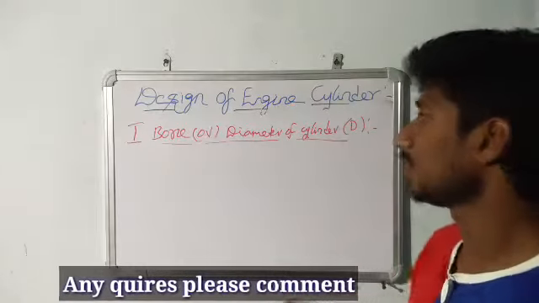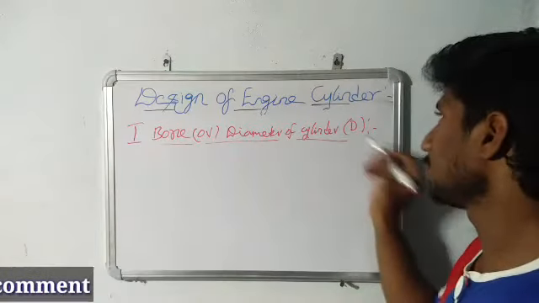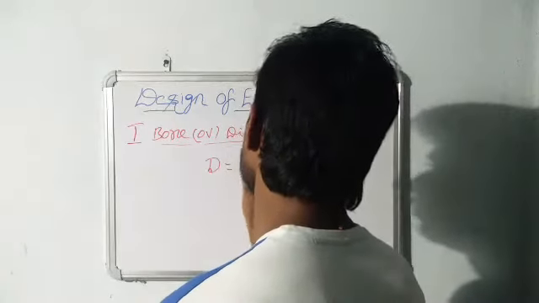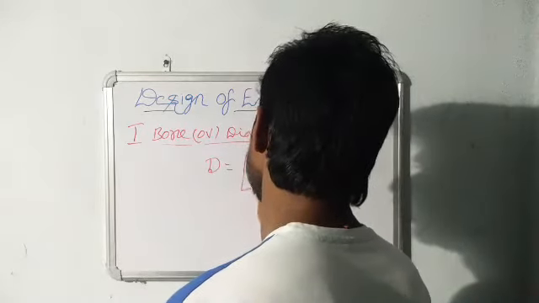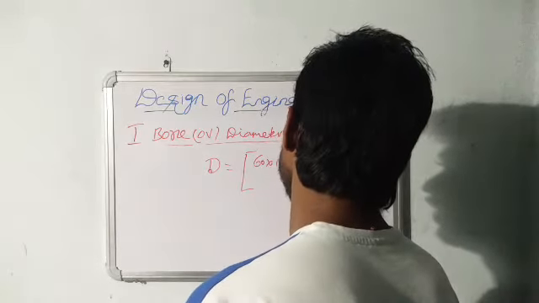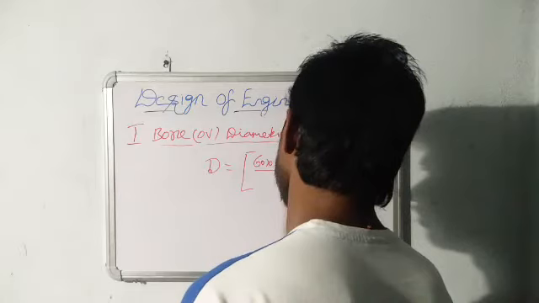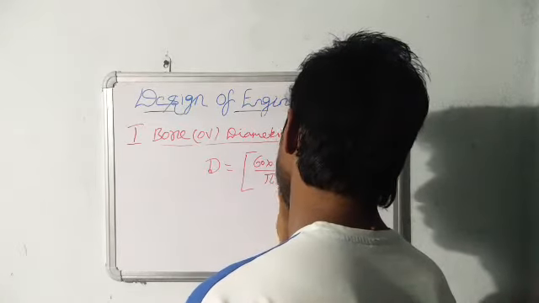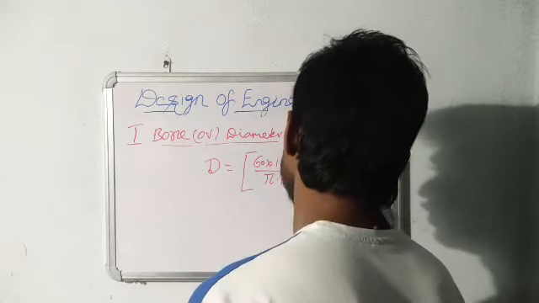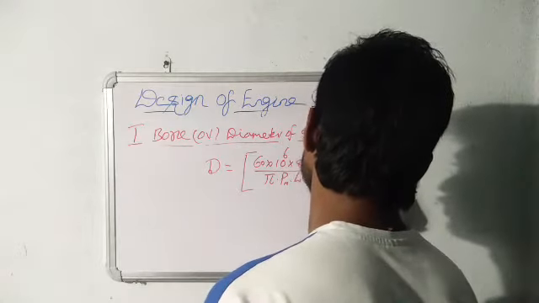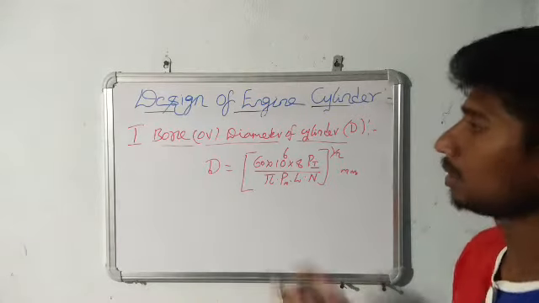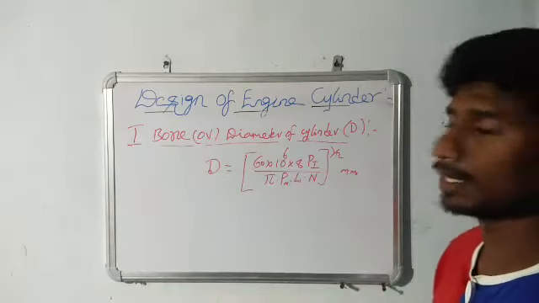Bore or diameter of the cylinder. It is denoted by capital D. That capital D is equal to the square root of 60 into 10 to the power of 6 into 8 pi by 5 into Pm into L into N, whole power, mm. So this is the equation to find out the bore or diameter of the cylinder.